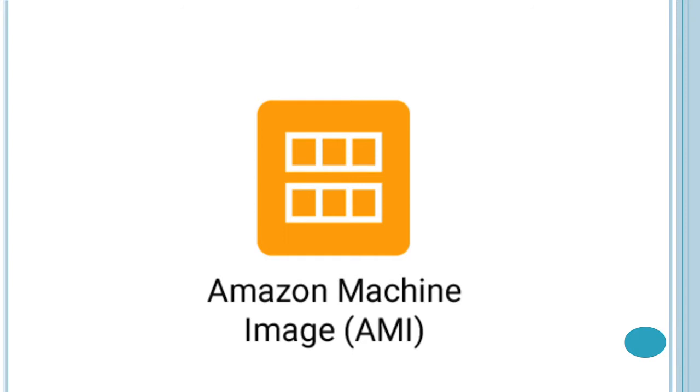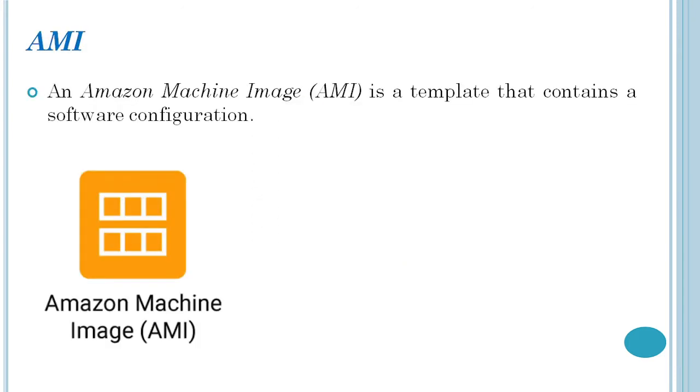So as told, an AMI is a template that contains software configuration, for example, operating systems, server applications, and other software. From an AMI, you launch an instance, which is a copy of the AMI running as a virtual server in the cloud. You can launch multiple instances of the AMI. Once the instance is launched, it keeps running until you stop, hibernate, or terminate it. If the instance fails, you can launch a new one from the AMI.